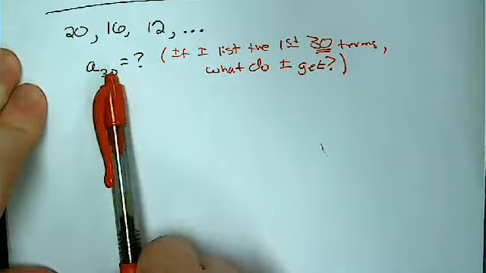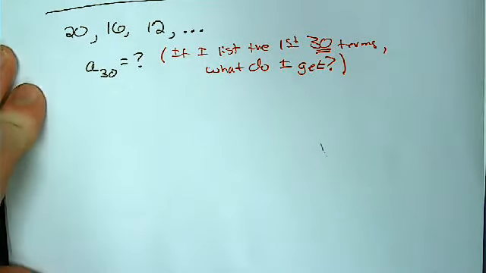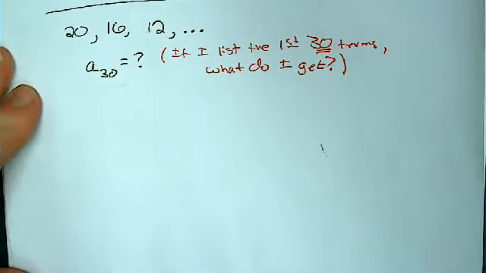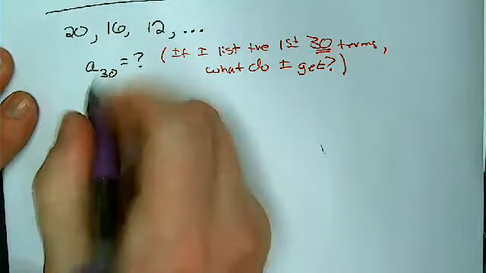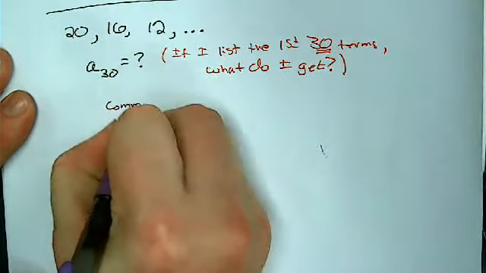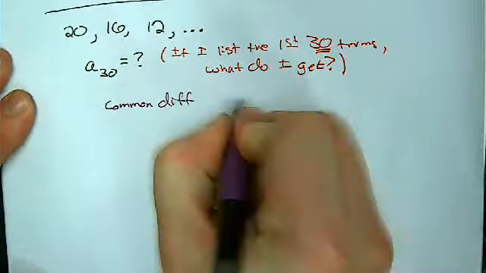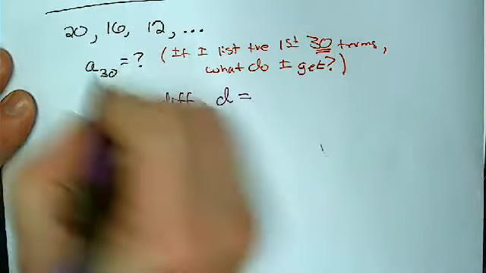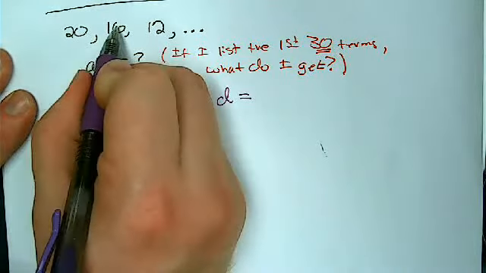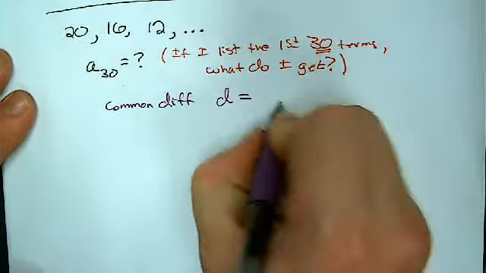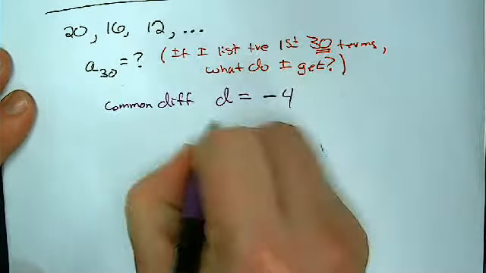Now, before I get there, I have some questions I got to ask myself first. The first one is, what is the common difference? It looks like 16 minus 20 is negative 4. 12 minus 16 is negative 4. So my common difference must be negative 4.